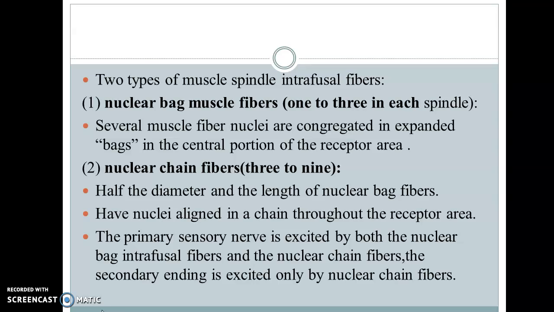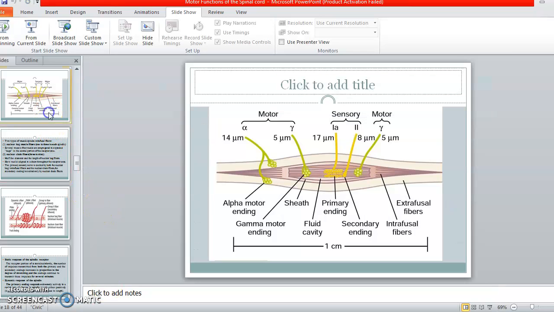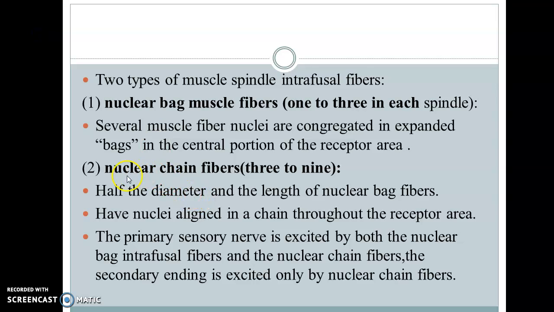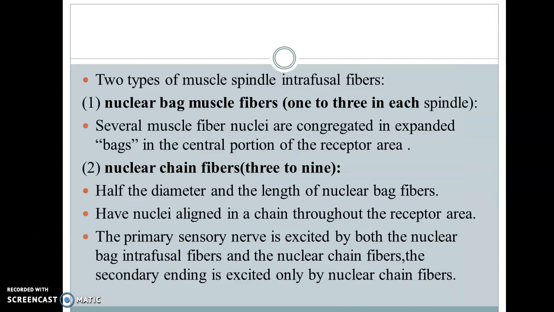Just to revise again, I will just go through the particular figure which we have seen yesterday. This figure shows the muscle spindle having intrafusal fibers and extrafusal fibers. Now we are going to continue with yesterday's discussion. Concentrate only on the intrafusal fibers. Now what is it having?